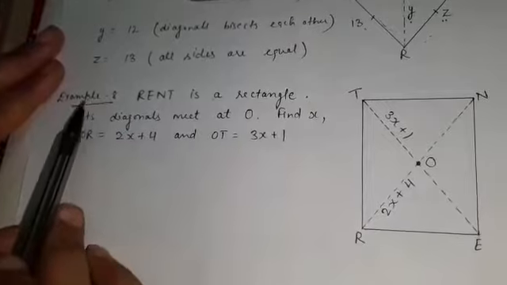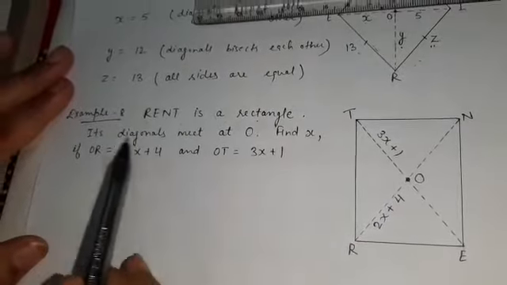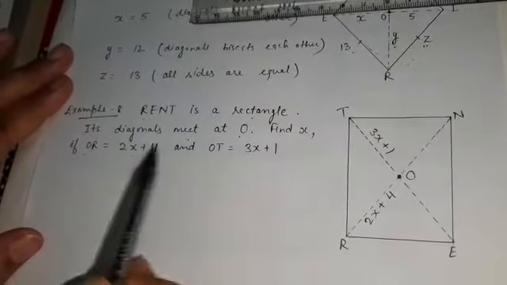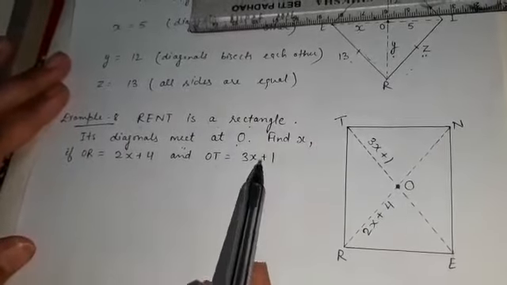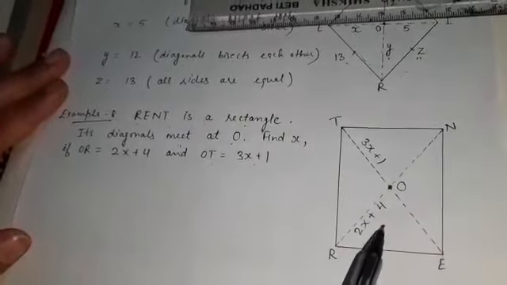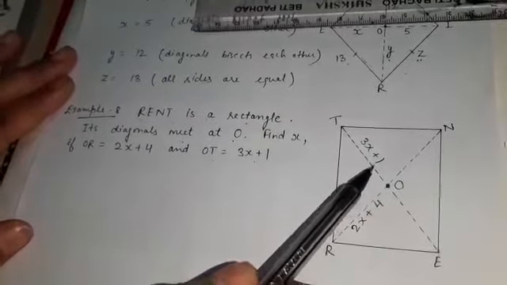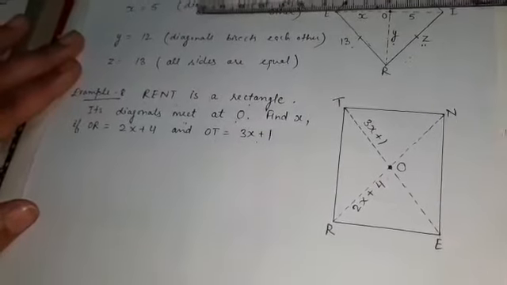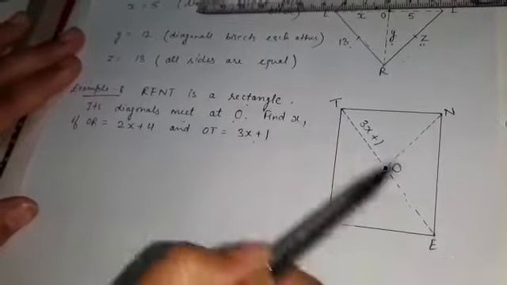Now example number 8: RENT is a rectangle. Its diagonals meet at point O. Find x if OR is 2x plus 4 and OT is 3x plus 1. This is OR, which is 2x plus 4, and this is OT, which is 3x plus 1. OR is half of the diagonal RN and OT is half of the diagonal TE.